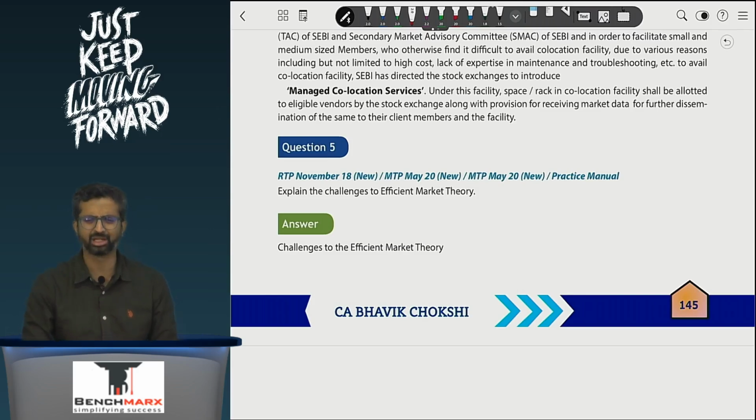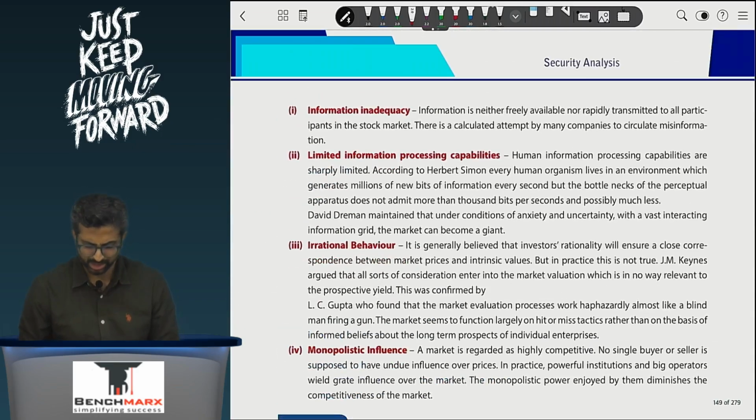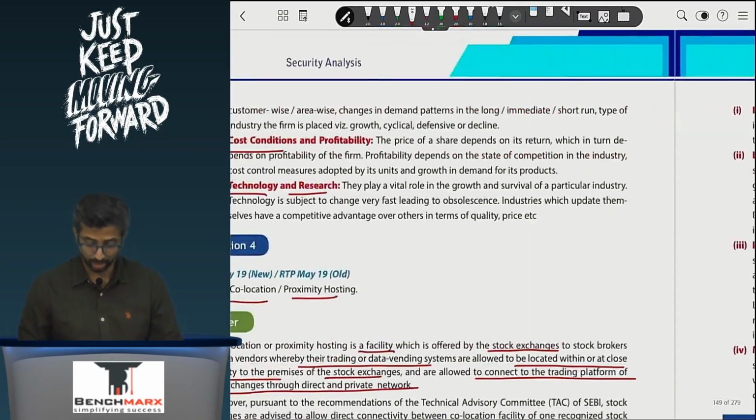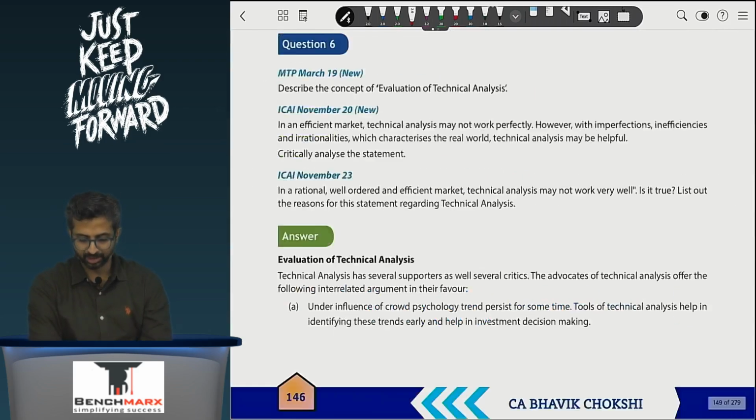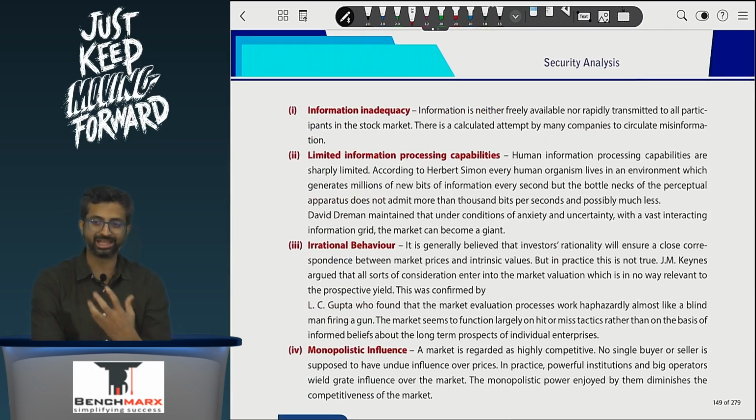Efficient market theory we have studied. What does efficient market theory over here say? So explain the challenges to the efficient market theory. We have studied regularly efficient market theory, if you remember, long time back. There were three types of market. Which were the three forms? Weak form, semi-strong form, strong form. So these were various forms of market efficiency. However, there are certain challenges, drawbacks of this.